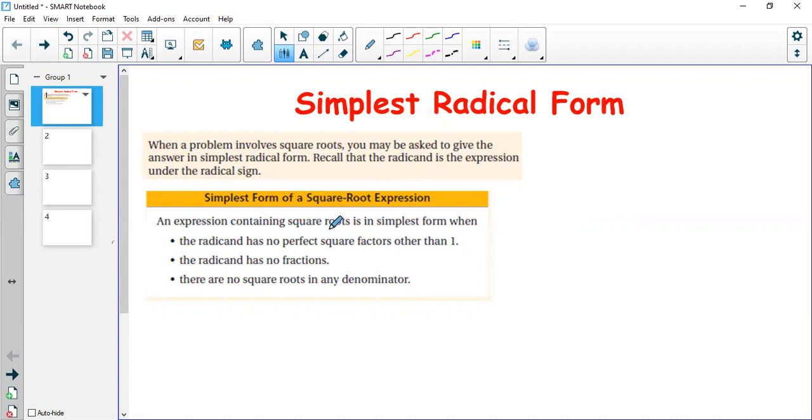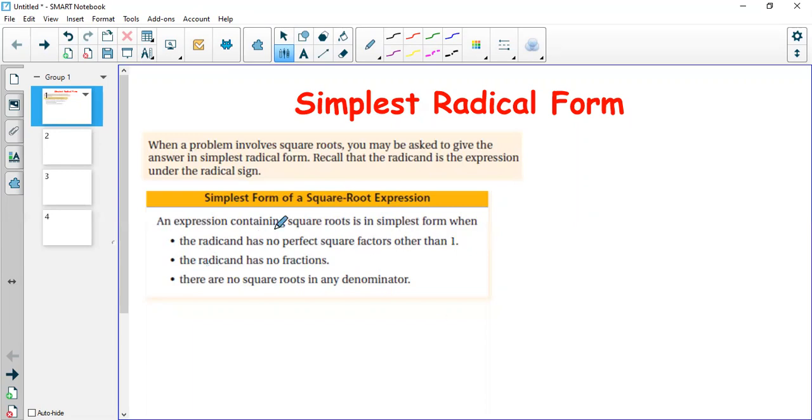An expression containing square roots is in simplest form when the radicand has no perfect square factors other than 1. If you cannot simplify the square root further, like the square root of 16, which we can solve as 4, then that is in its simplest form. The radicand should also not have fractions, and there should be no square roots in any denominator.